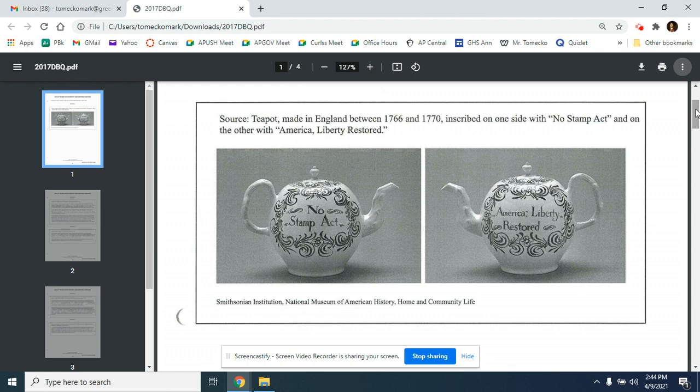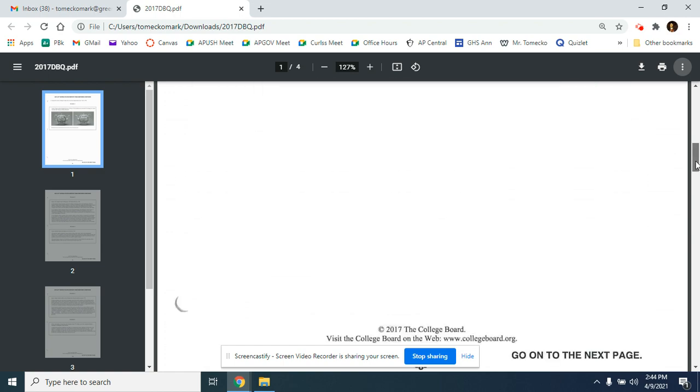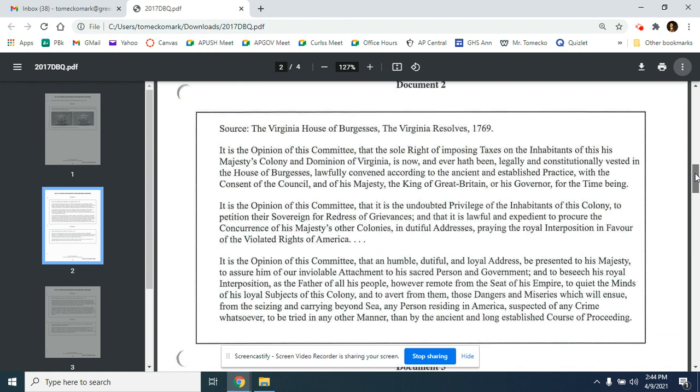So see all the clues that you're getting from these documents. All right. As you look at different documents, I would certainly keep in the back of your mind, I'm trying to figure out what Americans were thinking about independence. What does this document tell me? And who's speaking?